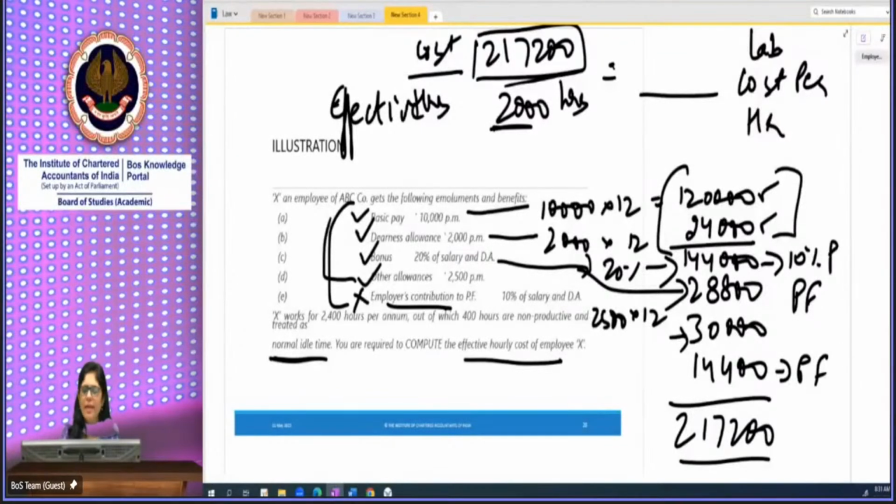Okay, 108.6. I think 2-3 answers we have got. That is labor cost per hour, employee cost per hour. It's not total cost per hour. So it's labor or employee cost per hour. All right. So 108.6 is the cost per hour for that employee to the employer.